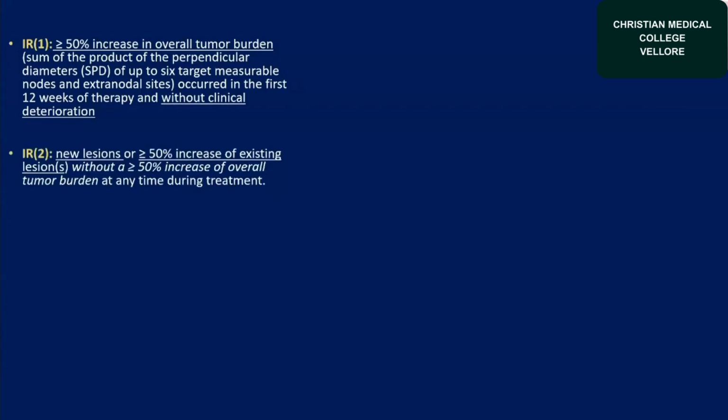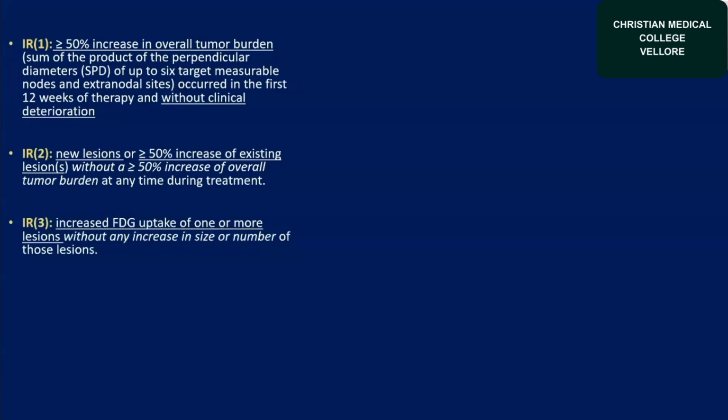While IR2 is differences, there are new lesions, but it is not suggestive of a more than 50% increase of the existing lesions. While IR3 would just mean an isolated increase in the FDG uptake. So there is no increase in the size or number of lesions. It's just an increase in the FDG uptake compared to the previous baseline PET.